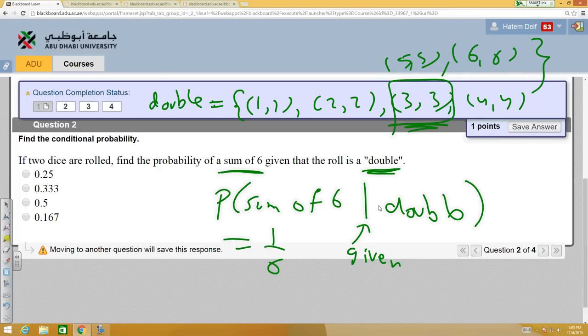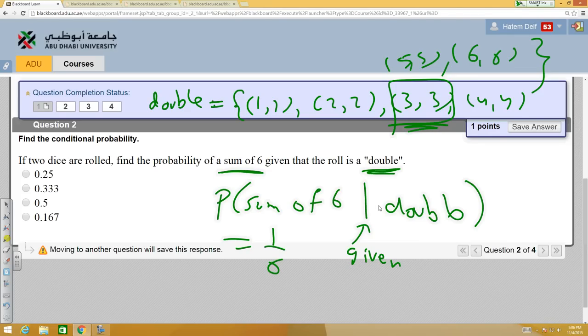The question says what? Sum of 6, which means when you add them, you get 6. So from those that were in your mind, how many, when you add them, give you 6? Only one, which is 3 and 3. Only one of them has this condition. So from those 6 outcomes, only one outcome has this condition, which is sum of 6.